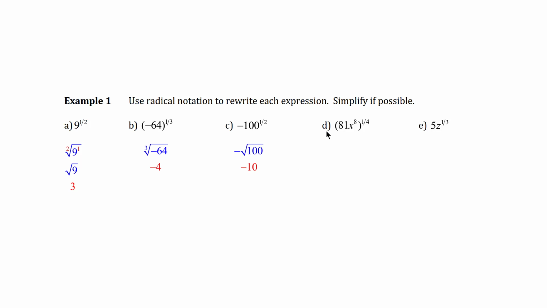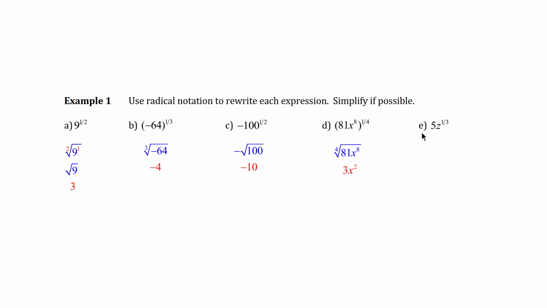For part D, we have a set of parentheses, 81x to the 8th power on the inside, and then the parentheses has the exponent of 1/4. Since the denominator of the rational exponent is 4, the index of our radical will also be 4. So we could rewrite this in radical notation as the 4th root of 81x to the 8th power. Next, we could simplify this. The 4th root of 81 is 3, and the 4th root of x to the 8th power is x squared. So our final answer is 3x squared.